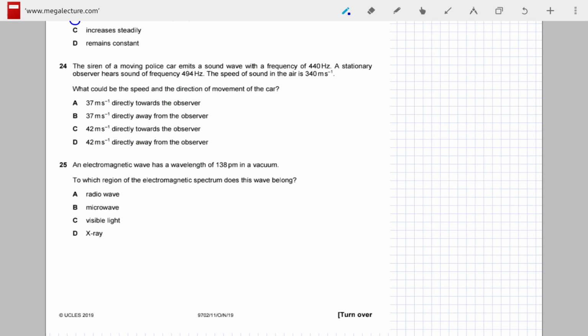So this is a problem from Doppler shift, and we know that the expression for Doppler shift is given as f prime equals (v plus vo) by (v minus vs) times f, right? So we need to find the velocity of the source, which is the car that is emitting the sound wave. So we need to factor out vs from this expression. So putting the values, you get 37 meters per second towards the observer.